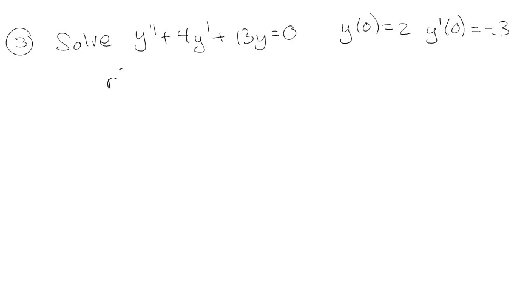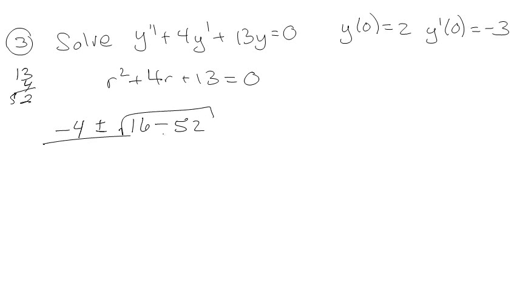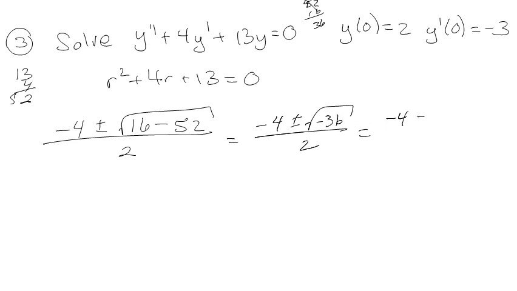All right, so now we've got r squared plus 4r plus 13. That's not going to factor, so I can plug it into my quadratic equation. 16 minus whatever 13 times 4 is, 52, over 2a, and 16 minus 52 is some other number, negative 36. Okay, there we go. Negative 4 plus or minus the square root of negative 36 over 2. Plus or minus 6i over 2. So negative 2 plus or minus 3i.